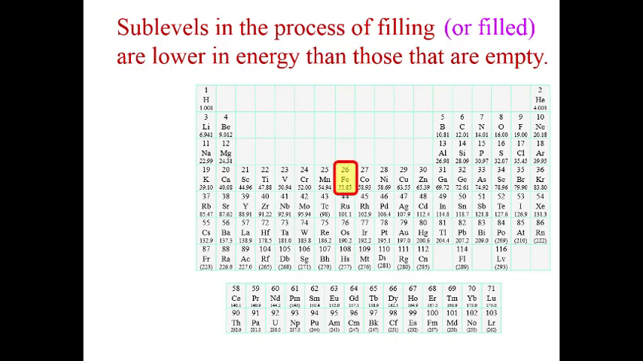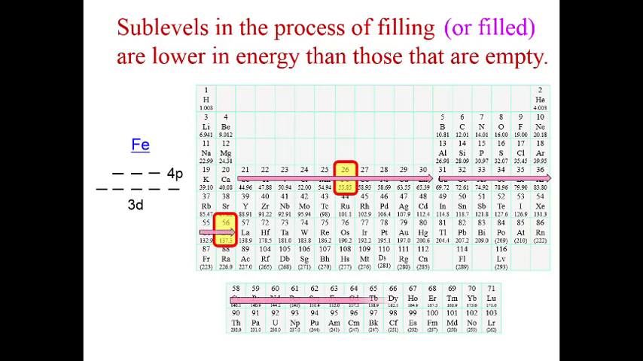In iron, for example, the 3d orbitals are in the process of filling, while the 4p orbitals are empty. Thus, in iron, 3d is lower than 4p. Likewise, if we were to compare the 6s and 4f sublevels in barium, we would find barium on the periodic table, and we would see that 6s is in the process of filling, while 4f, which comes after 6s, is empty. So 6s must be lower in energy than 4f in a barium atom.